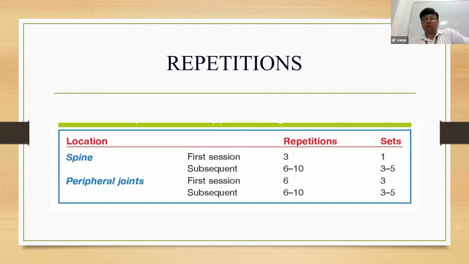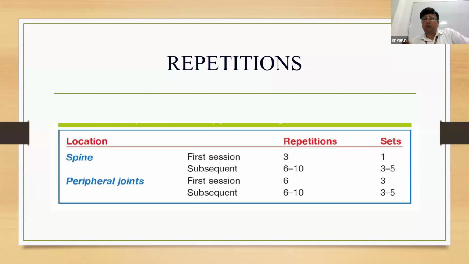And in case of a peripheral joint, in the first session, we can give 6 repetitions for 3 sets. So we can give 3 sets with 6 repetitions, not more than that. Most of the time, actually, we can give 1 or 2 sets only, not even 3, because in this case there are lots of chances of the symptoms increasing again. So we can reduce the repetitions as well as the sets according to the condition of the patient.